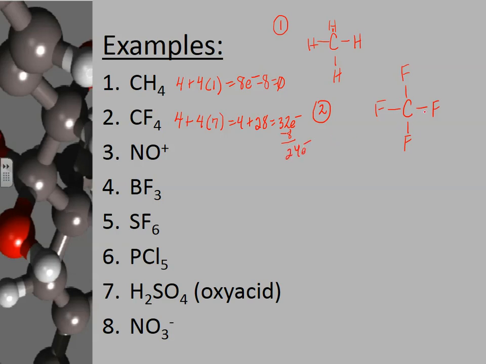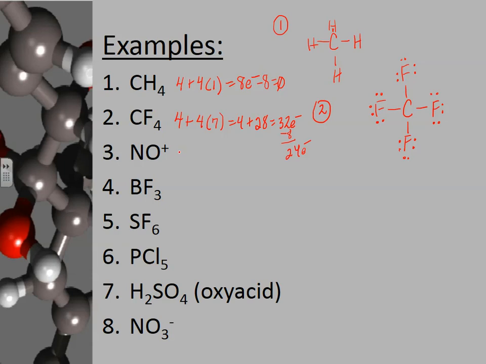Now notice carbon already has its octet, so you're going to put the remaining lone pairs around your fluorines. Each fluorine needs 6 more apiece to complete their octet. So 2, 4, 6, 8, 10, 12, 14, 16, 18, 20, 22, 24. That completes your octet for the fluorines, so now everyone is satisfied.